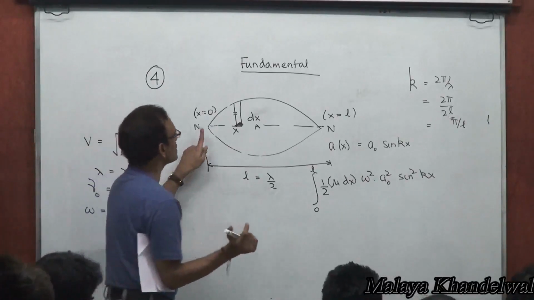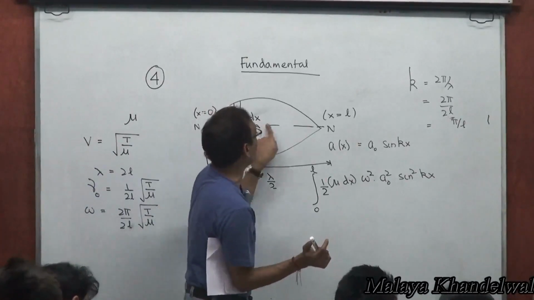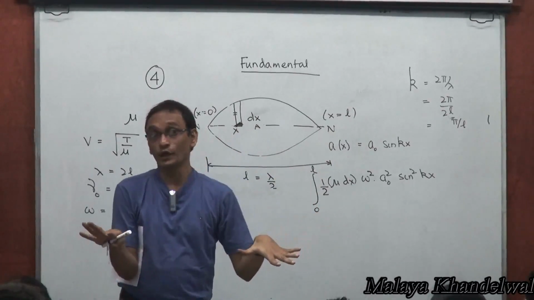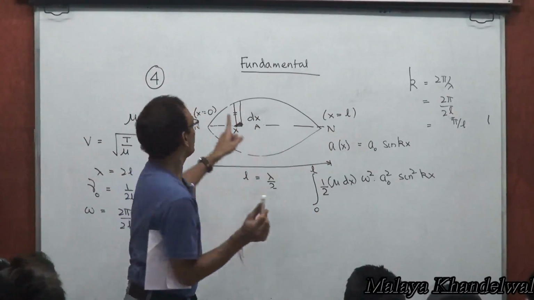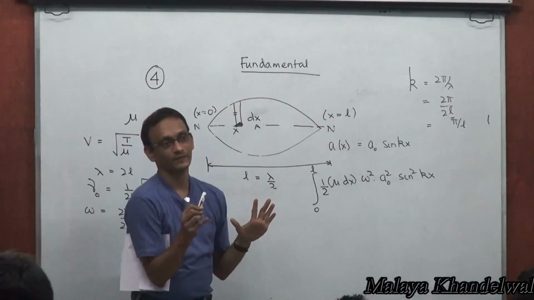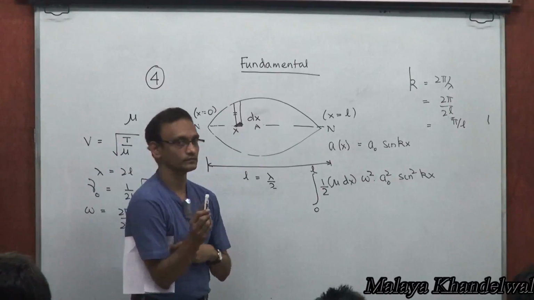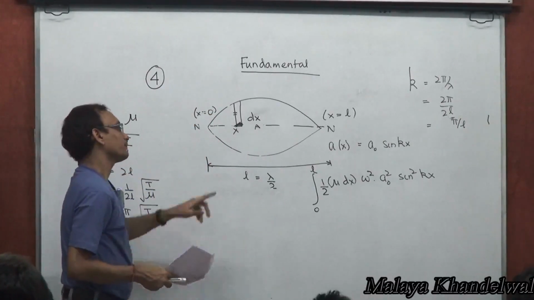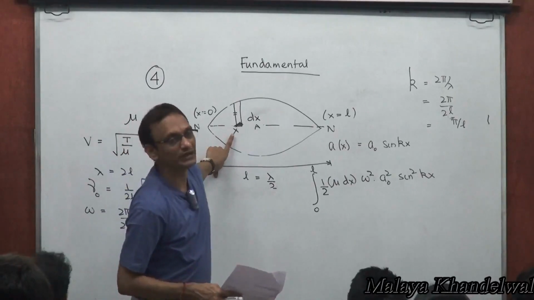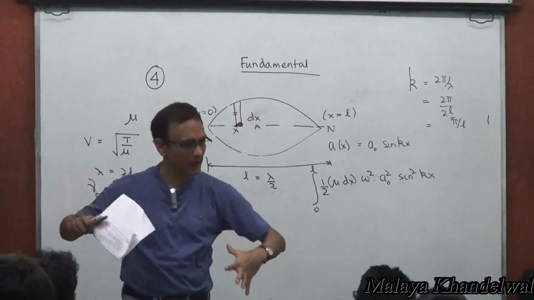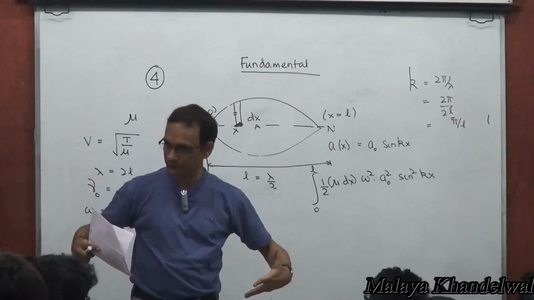Right? And when does the maximum kinetic energy occur? When all the particles are at the mean position. When is the maximum potential energy? When all particles are at the amplitude position. Right? And if I've done it for the fundamental mode, I want you to be able to do it for the first overtone, where there will be two loops. Will you be able to do it in exactly the same manner?